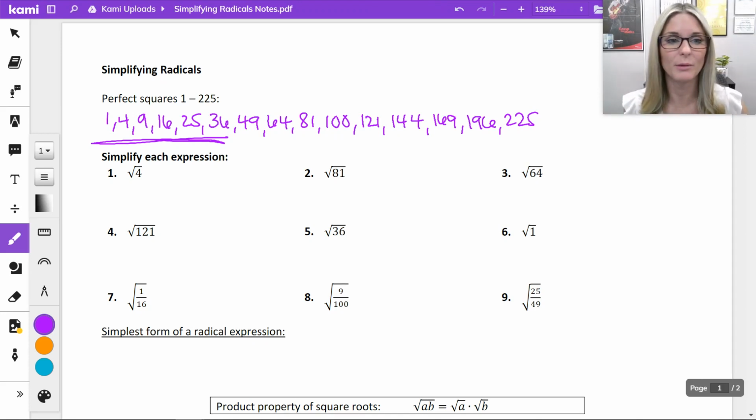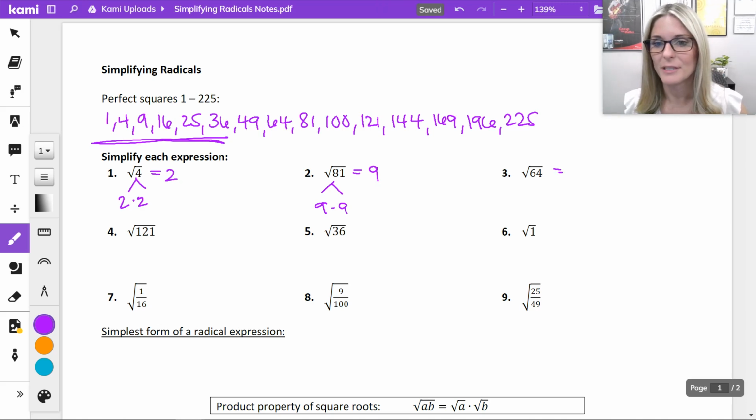Number 1, the square root of 4 is equal to 2. Just to kind of recap here, this is a square root indicating we're looking for the two things that are multiplied together to make 4, and they have to be the same thing. So 2 times 2 is 4, therefore the square root of 4 is 2. Number 2, the square root of 81 is 9 for the same reasoning. 9 times 9 is 81. Number 3, the square root of 64 is 8, because 8 times 8 is 64.